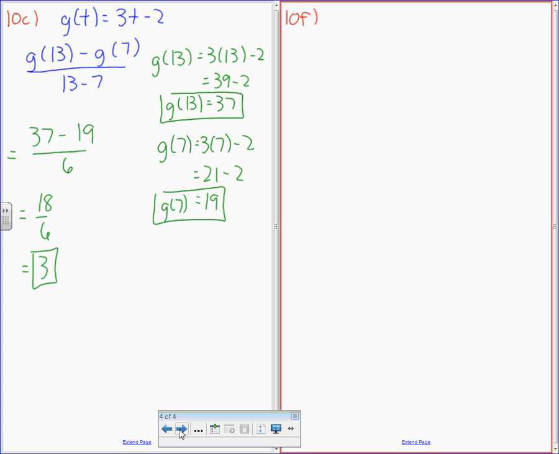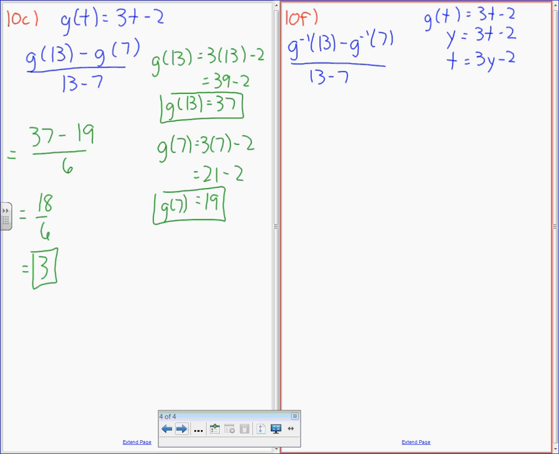Okay, then it said here it was g inverse of 13 minus g inverse of 7 all over 13 minus 7. The first thing I'm going to do here is we have g of t equals 3t minus 2. I have to solve for g inverse. Can I get someone who's brave to tell me how to find g inverse? What's the first step? Yeah, go ahead. Put it into y equals 3t minus 2. Good. And then switch the variables. Good. t equals 3y minus 2. Great.